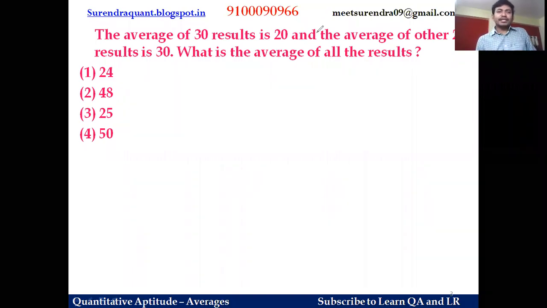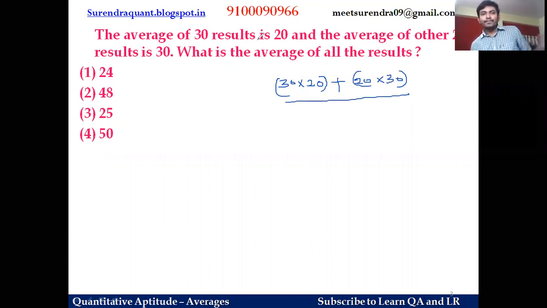The average of 30 results is 20. So quickly you need to take into your mind the sum of terms, that is 30 into 20. And the average of other 20 results is 30. So what is the sum of those 20 results? That is 20 into 30. So these are the sums of results of all numbers, right? This is the sum. By number of results, how many? Here 30 results and here 20 results. Totally there are 50 results, right?